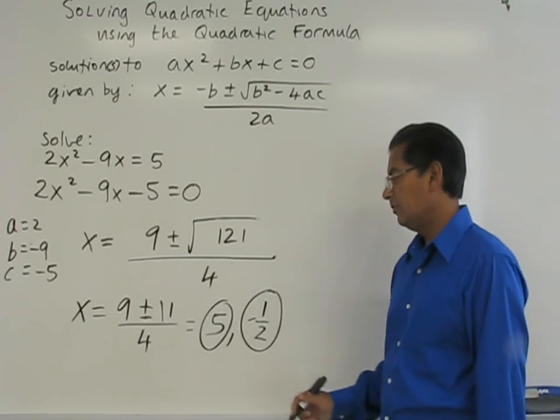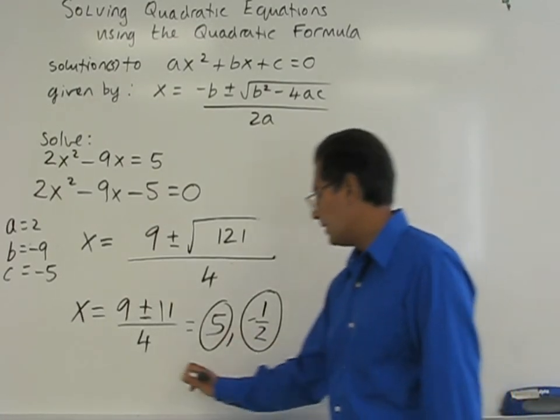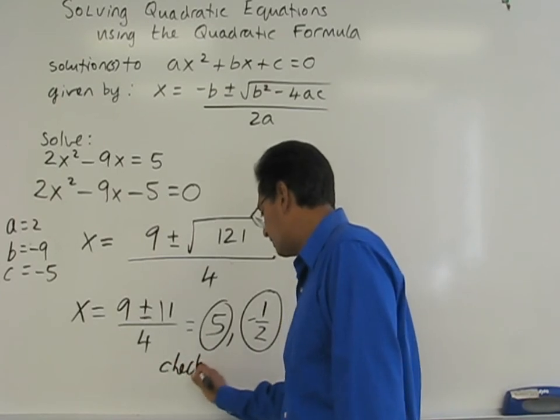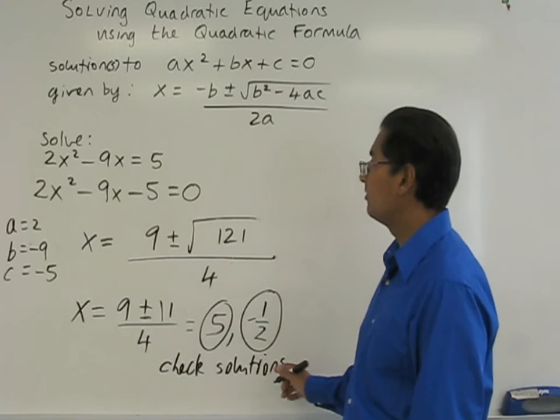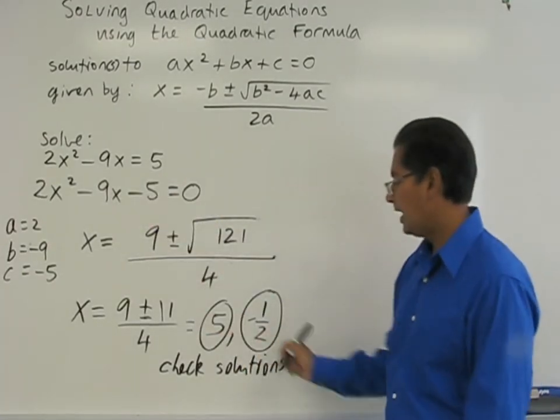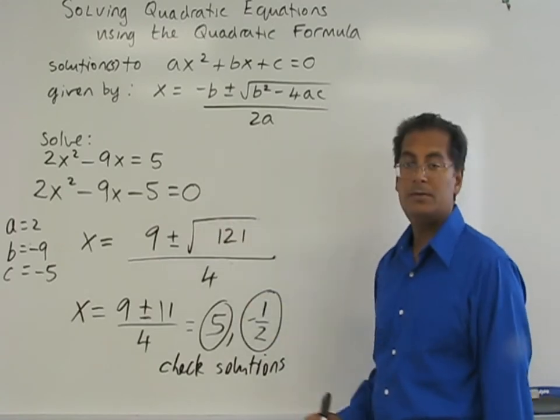So we have actually two solutions. x is 5 and x is negative 1/2. And again, we should check these solutions to make sure that they work in the equation. Check to make sure when I plug 5 in, I get 0 here, and when I plug negative 1/2 in, I get 0 as well.